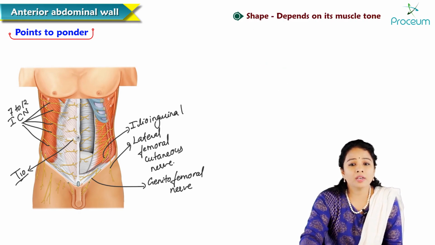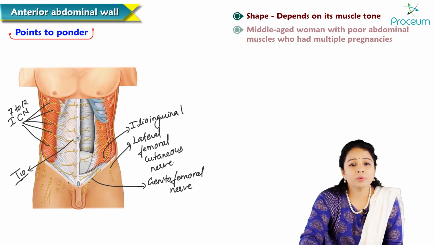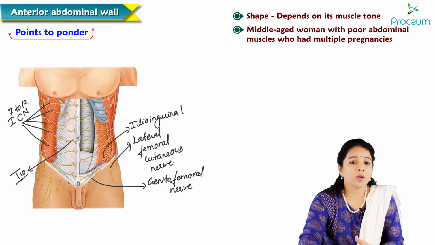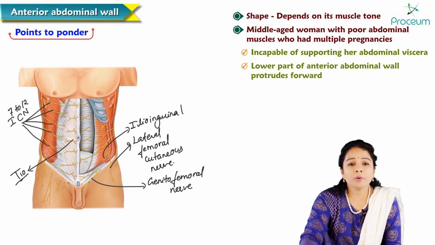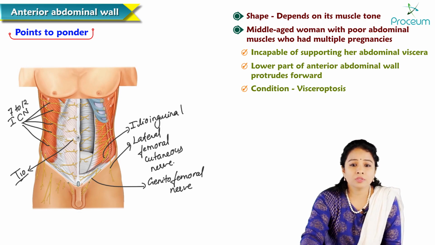The shape of the anterior abdominal wall depends on the tone of its muscles. A middle-aged woman with poor abdominal muscles who has had repeated multiple pregnancies is often incapable of supporting her abdominal viscera. So the lower part of the anterior abdominal wall protrudes forward, and in this condition it is known as visceroptosis.